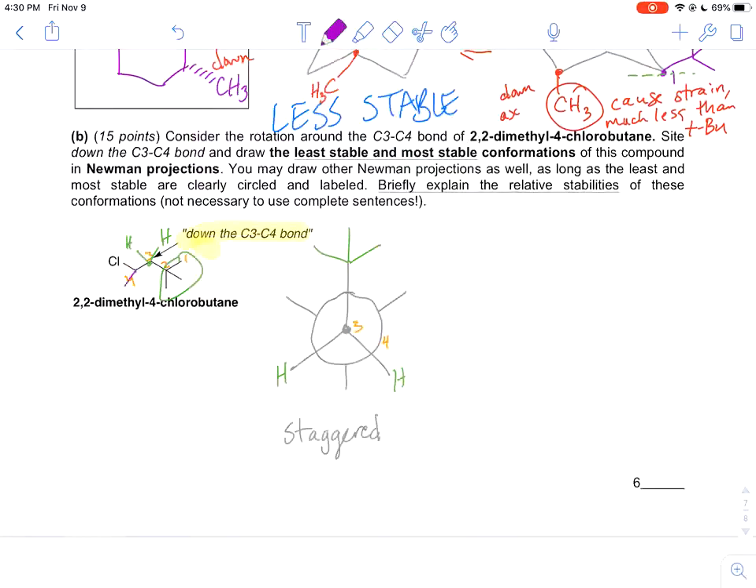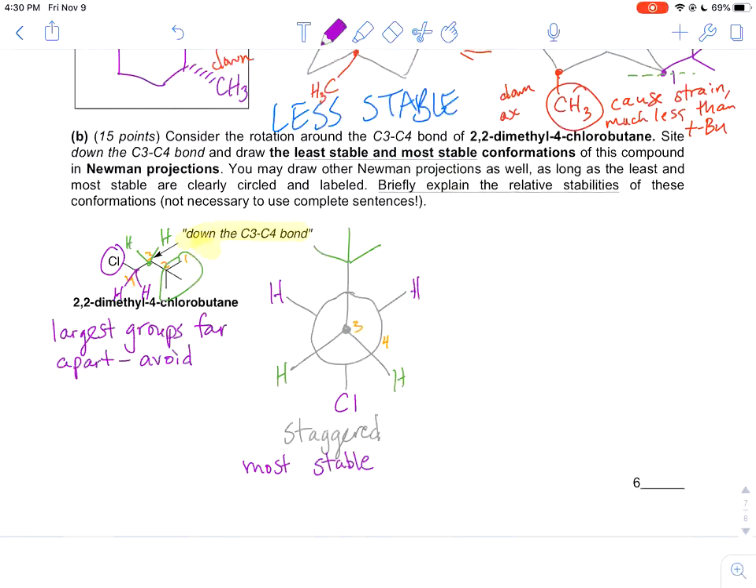The one in the back, carbon 4, has 2 hydrogens and a chlorine. In order to draw what I'm trying to get to be the most stable conformation, you want the largest groups farthest away from each other. And I hope we can all agree that chlorine is a much larger group than a tertiary butyl group. These 2 hydrogens we have out of the way. Okay, so again, we want the largest groups away from each other. This is going to avoid gauche interactions.